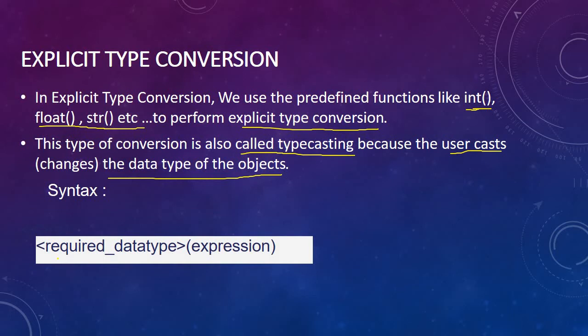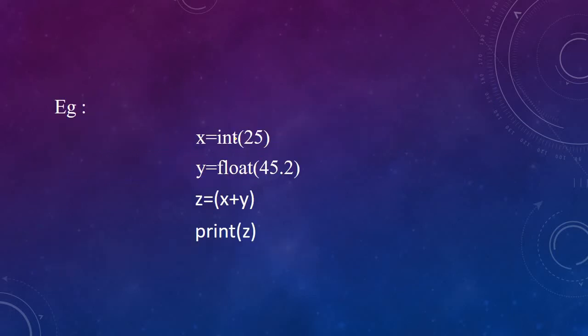The syntax is required data type then expression. Example, x is equal to int(25), y is equal to float(45.2). Then we are going to print the value of z, that is x plus y. Here, which is an explicit conversion because the user defined the data type.